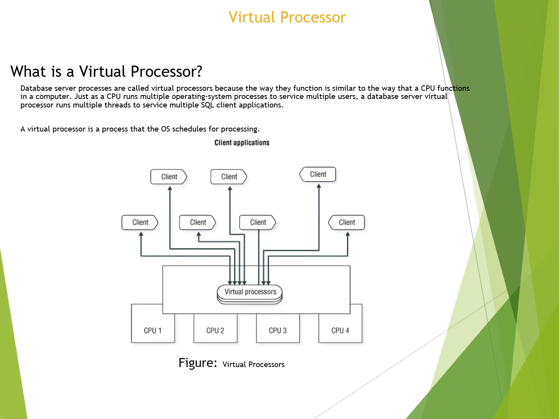You can see on the screen how it works with the virtual processor. The client machine connects through the virtual processor, which connects to the CPU and then goes to the database server.